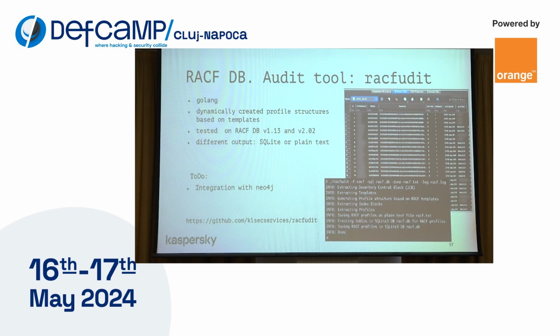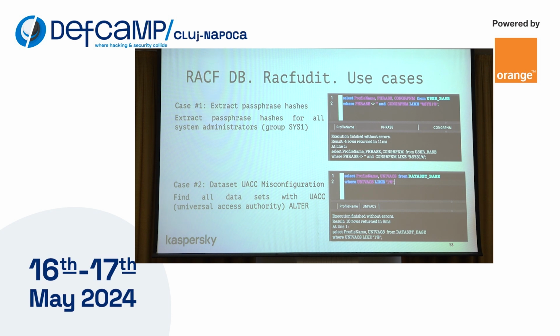Let me introduce RACFudit. It's written in Golang. It's version independent, because if in a future version of the RACF database the format of some profile type changes, we will know about it and parse it in the right format. Also, we plan an integration with Neo4j, and in a future slide I will show you why.